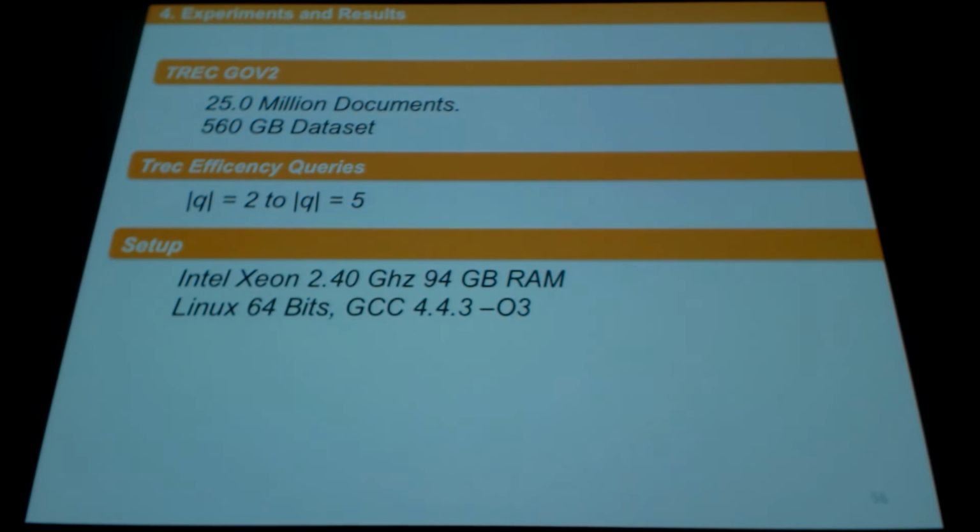What kind of documents were there? That's a crawl of government documents, .gov documents from 2001 and 2002, something like that. So they are really web kind of documents, from government sites, like NASA and that kind of stuff.